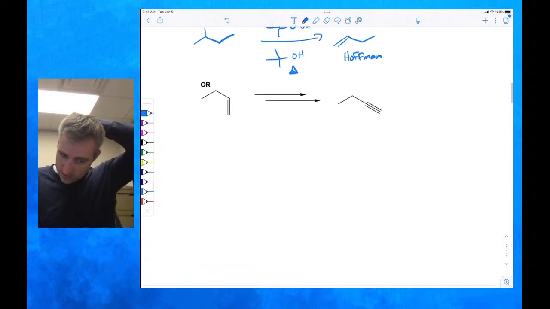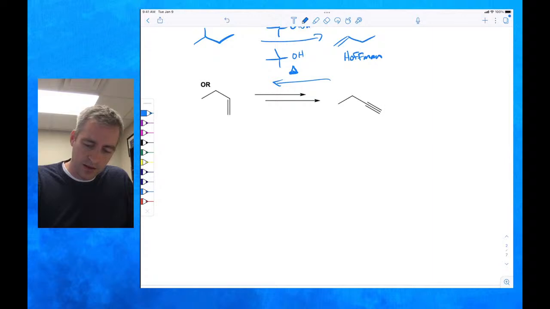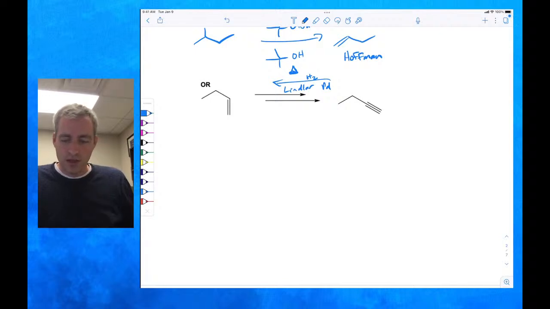Okay. This one starts us with butene, and we want to go to butyne. The reverse reaction here is easy. The reverse reaction is just using hydrogen and Lindlar palladium, right? If you want to go that way, you can do that. We want to go the other direction. So again, start from your product and work backwards.